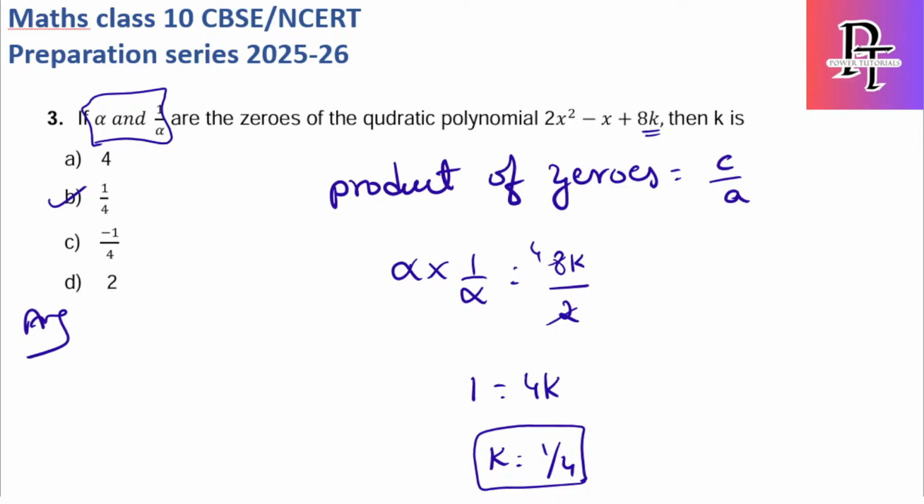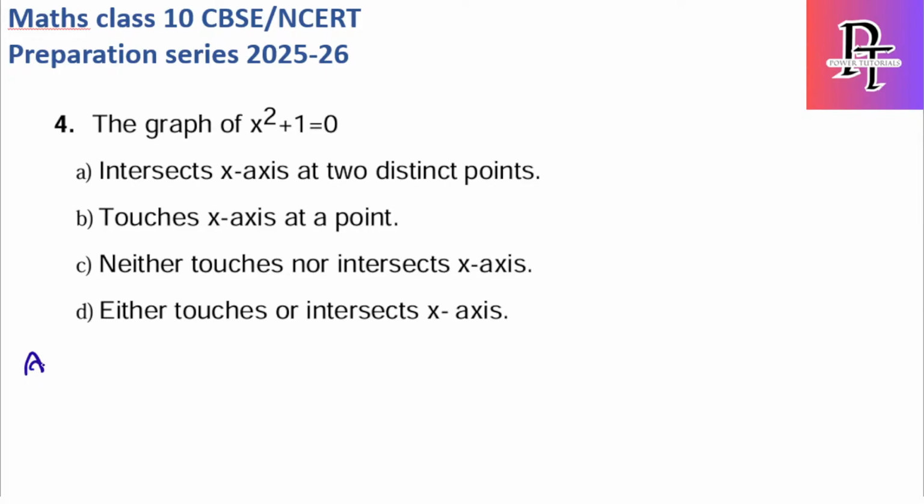Let's move to the fourth one. The graph x square plus 1 is equal to 0: intersects x-axis at two distinct points, touches x-axis at one point, neither touches nor intersects x-axis, or either touches or intersects x-axis.